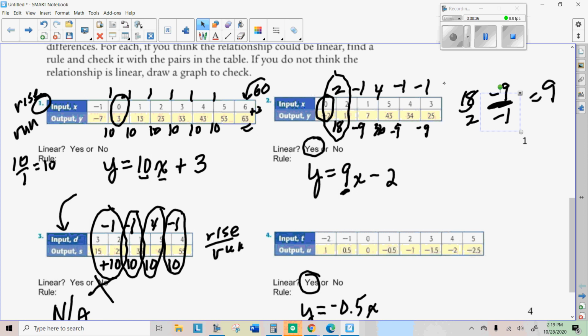You might want to check that equation, just make sure it works. If you take 9 times 3, that's 27. Minus 2 is 25. That works.